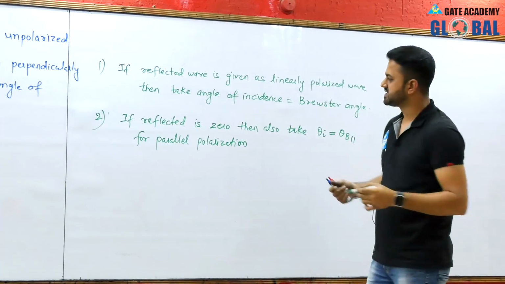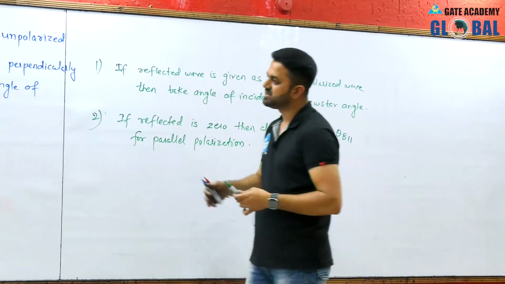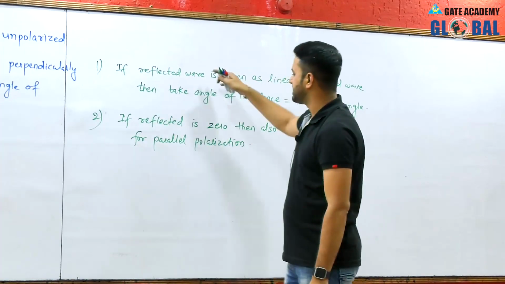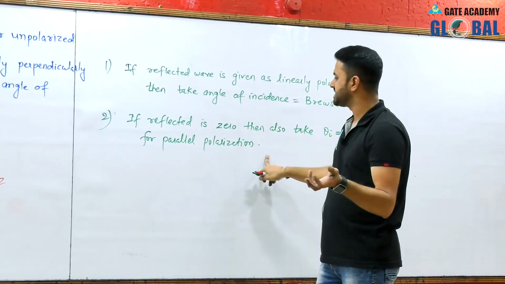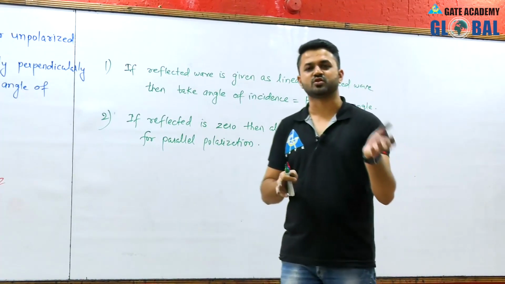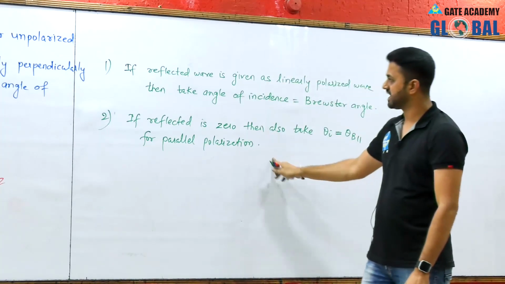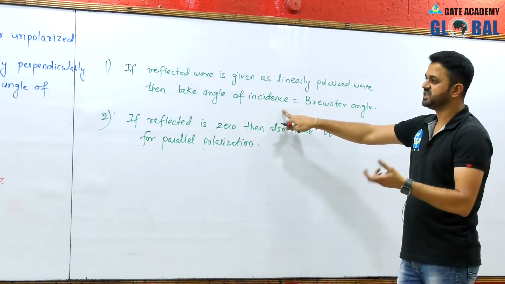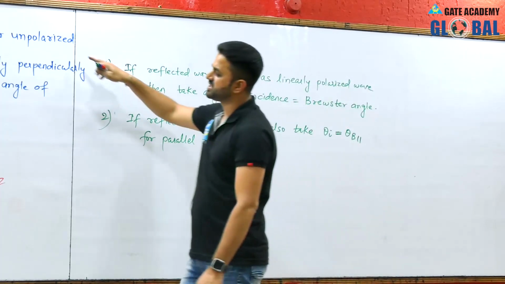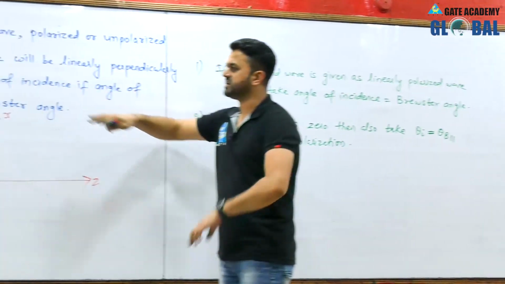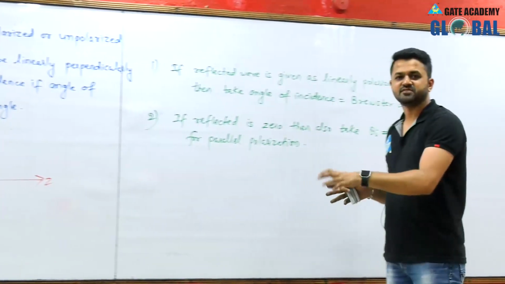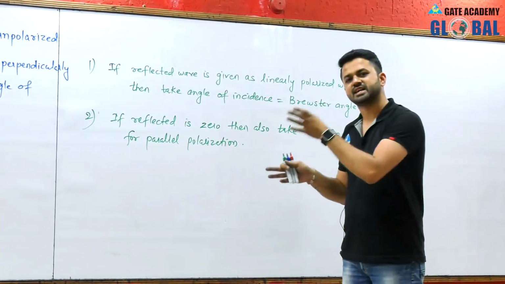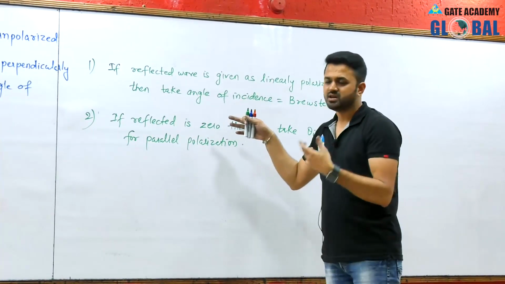That we have already considered, I am just writing these two forms separately. This second point we have already seen, that the reflection coefficient will be 0 for angle of incidence equal to the Brewster angle, and this part is new. This part is nothing but the conclusion of this third point in the opposite manner: if the reflected wave is linearly polarized, then the angle of incidence should be equal to the Brewster angle.